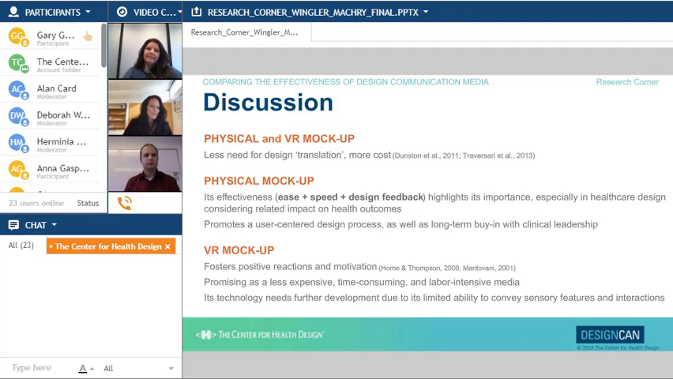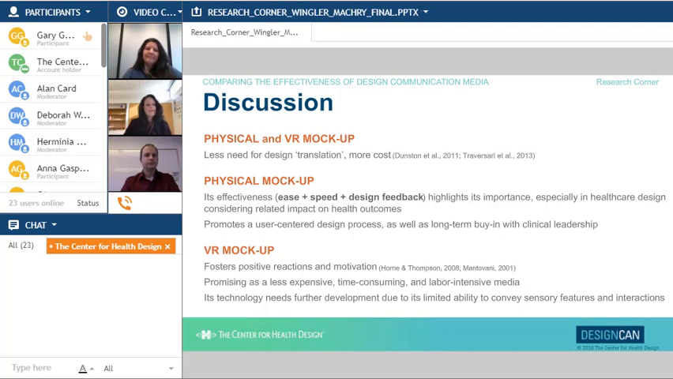So to wrap up our discussion, physical and virtual mock-ups required much less translation from the researchers as far as understanding the environment holistically. And as Erminia mentioned, the physical mock-up wasn't just more effective and they liked it more. It really did increase the speed at which they could perform their tasks, but also the way they provided design feedback. It was much more descriptive, it was much more holistic, and it involved not just their own physical space, but the space of others on the team as well.